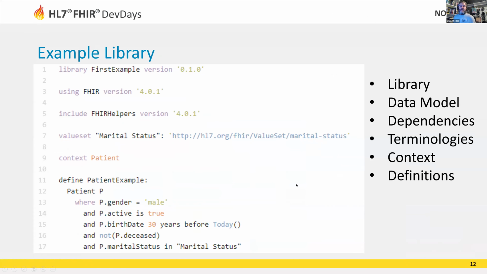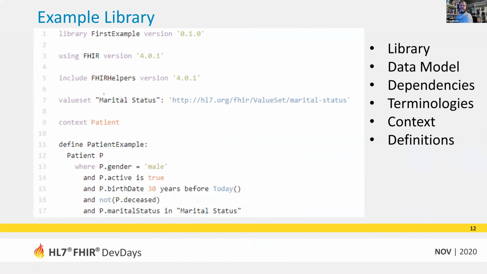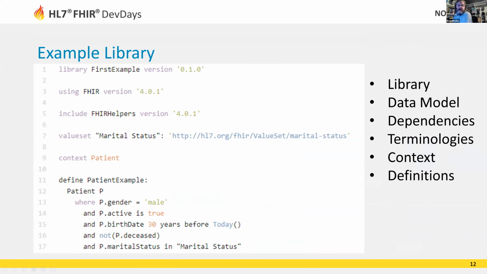So what does it look like? So this is an example library. You've got the library declaration. Oh, sorry, need to go back. So you specify the library, the version, you specify what data model you're using, you specify any dependencies, so you can include other libraries of logic. You specify references to terminology. So in the case of FHIR, we can reference, this is the URL for a value set.